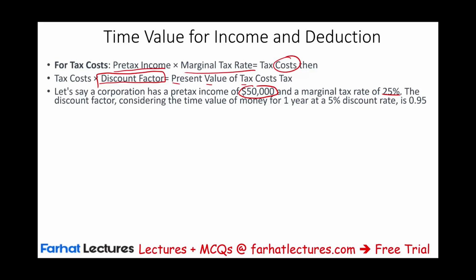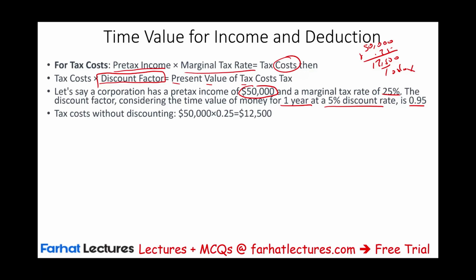Let's start simple. If we have to pay the tax bill today, it's 50,000 times 0.25. We have to come up with 12,500 today. Let's assume we can defer this payment a year from now, and the discount rate is 5%. If we compute the discount factor, it's 0.95, which is already computed for us. So our cost today is 12,500. If we can wait a year and pay this bill a year from now, we only have to come up with 11,875. In other words, today we'll put away 11,875.